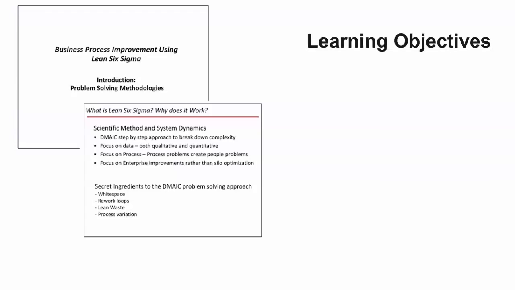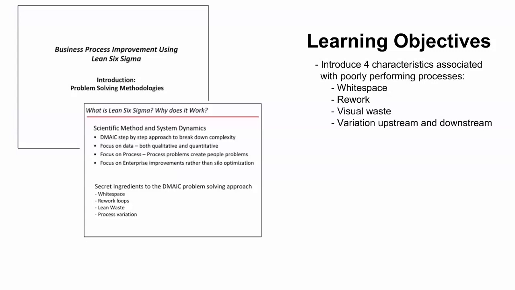What I'd like to do now, and the learning objectives for this video, are to take a look at the 4 characteristics associated with poorly performing processes. There are many characteristics associated with poorly performing processes, but if we make sure that our process improvement teams focus on these biggies, we'll be more likely to see some of the future state gains that we're hoping for in the systems that we work on improving. So we'll take a look at those 4 characteristics. They include whitespace, rework loops, visually identifiable lean wastes, and up and downstream process variation.